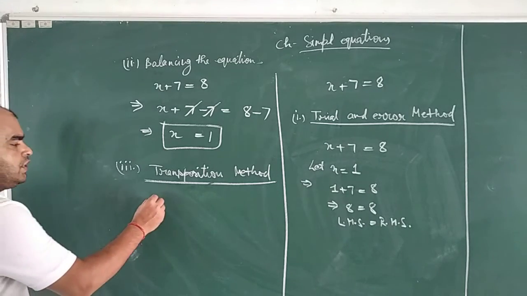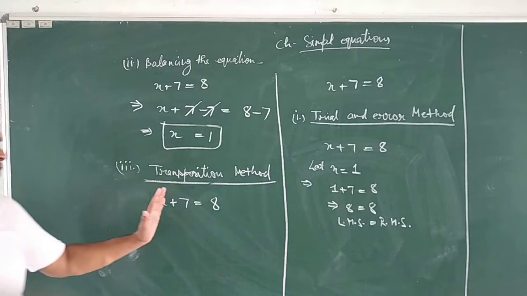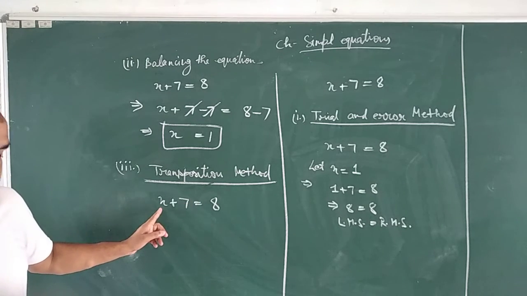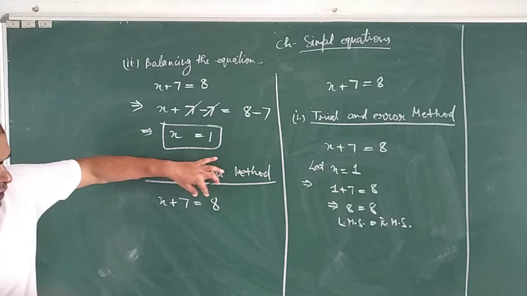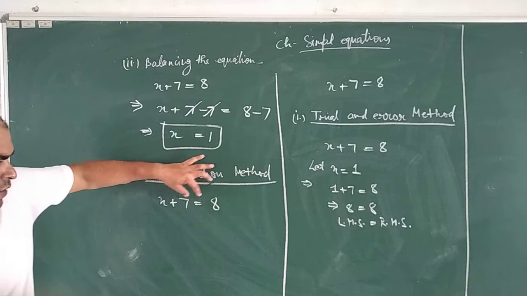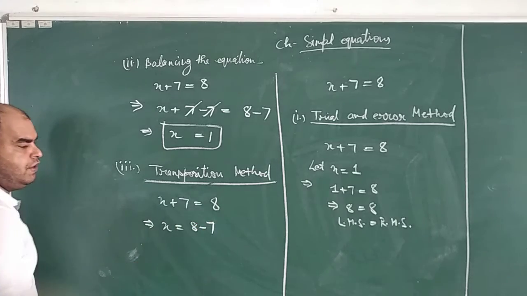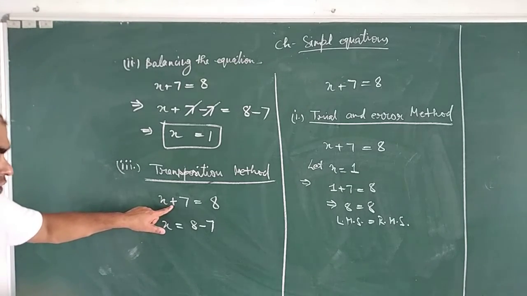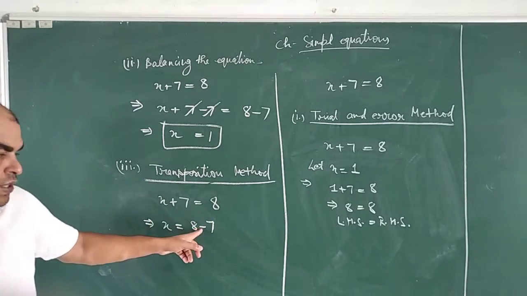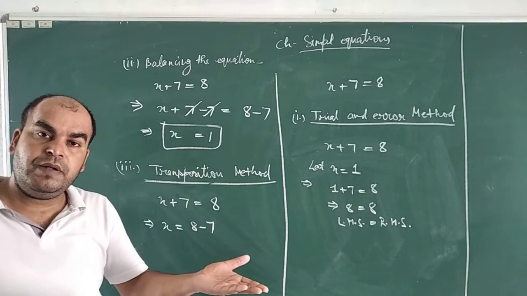See, in transposition this is given: x plus 7 equal to 8. Transposition means here you require the value of x, so we have to transpose this 7 to this side. If you transpose 7 to this side, what will you get? You will get x equal to 8 minus 7. Because here it is positive, when it goes to the right hand side, the sign will change. So this is positive, and on this side it will be negative. If you transpose a negative sign, it will be positive.